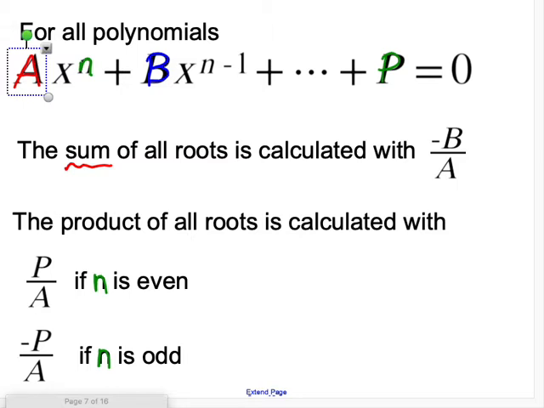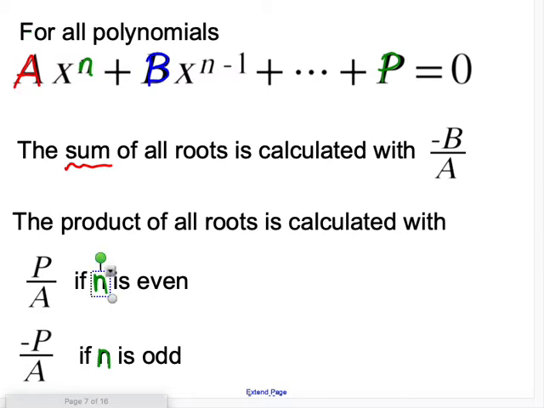And you're still using A, but now you're going to use P instead, okay? So the product of the roots is positive P divided by A if n is even. So if the degree of the polynomial is even, 2, 4, 6, 8, and so on, you simply take the constant and divide it by the leading coefficient, P over A, and that's the product. Meaning if you had three roots of a degree 3 and you added them together, that's what the product would be. No, I'm sorry, not added. If you multiplied them together, that would be the product, right? So P over A, if n is even, right?